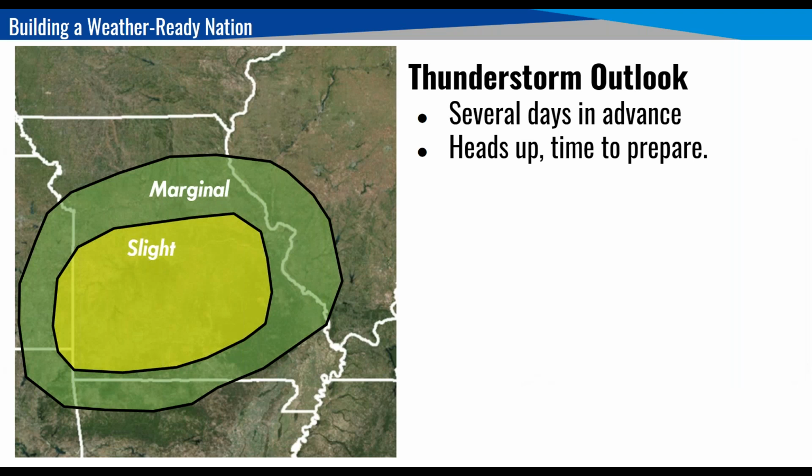So to begin, a thunderstorm outlook, as an example is drawn here on the left-hand image, is usually several days in advance leading up to the actual event. And it's a heads up and it gives you time to prepare.